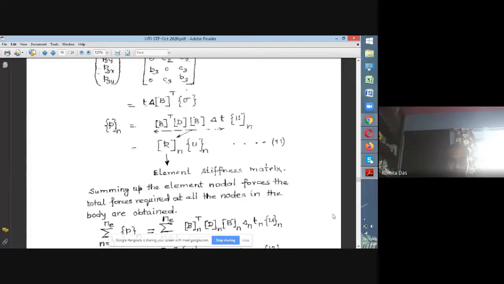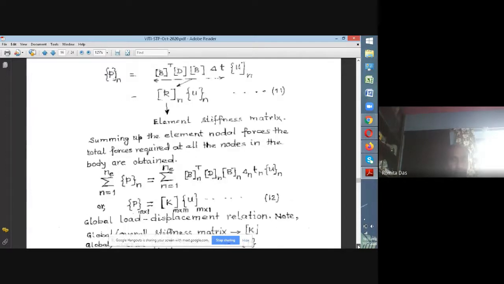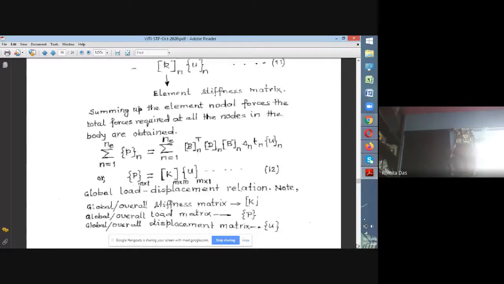Then we did this process for all the elements in the domain, and when we sum up the forces at all the nodes in the domain, considering all the elements which are sharing that node, we got this summed up process, and thereby we got the global load related to the global displacement, and the connecting matrix is the global stiffness matrix. So this is the final relationship linking the nodal loads with the nodal displacements of all the nodes in the domain.